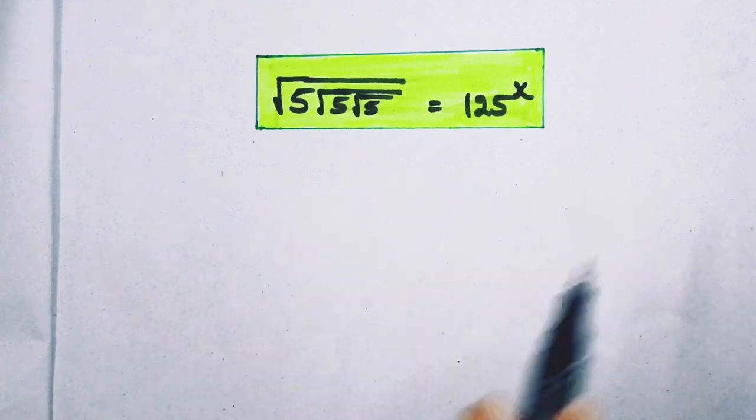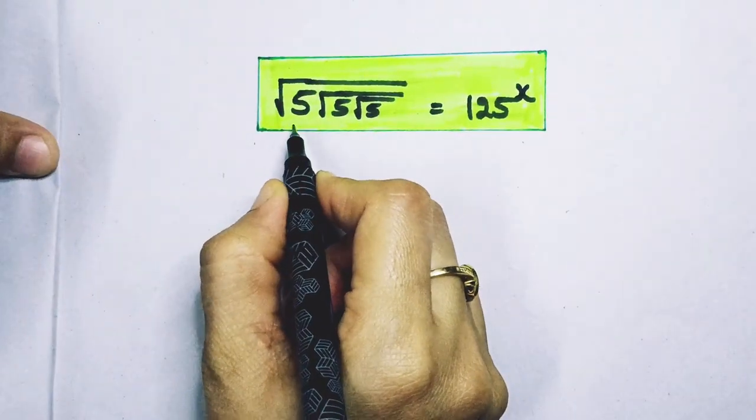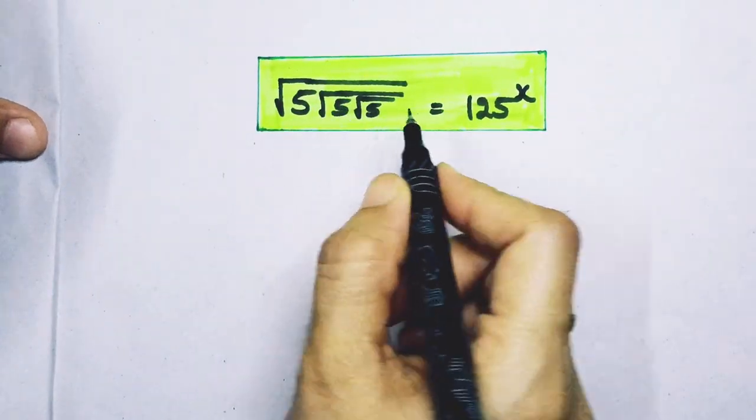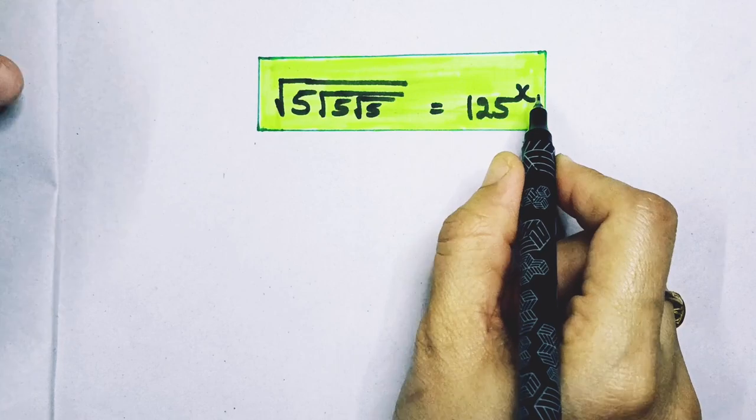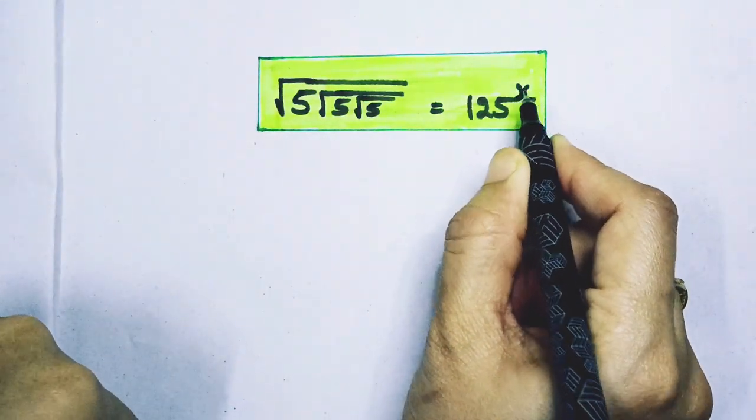Today we are going to solve this amazing question, okay? Our question is: square root of 5 to the square root of 5, to the square root of 5, equal to 125 to the power x. And we have to find out the value of x.